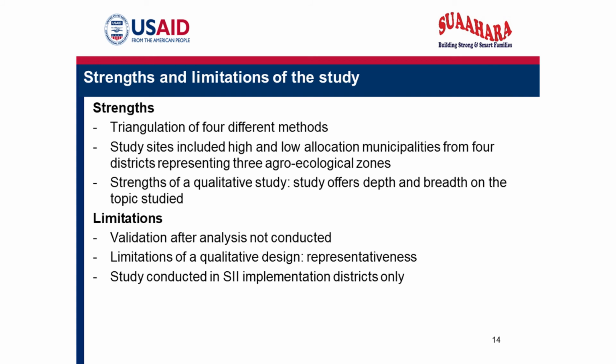So moving on to the strengths and limitations of the study, one of the biggest strengths of our study is that we've triangulated findings from 4 different methods, and our study sites have included all 3 agroecological zones of Nepal and also high and low allocation municipalities. And also, as is the strength of any qualitative study, our findings offer depth and breadth of the topic studied.